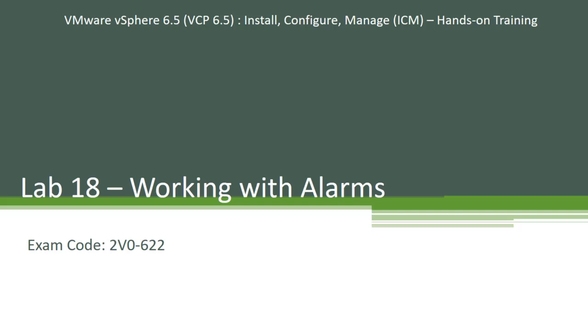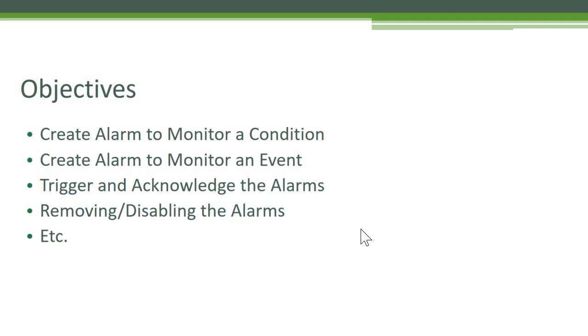This is lab number 18 in our series. In this lab, we'll go ahead and work with the alarms. So far, if you have noticed, when you do some actions, sometimes you do see some alarms being generated. Now we'll configure our own custom alarm. We'll see how we can create some alarms, and we'll disable those alarms. And we can also take some actions based on those alarms. So this is the high-level agenda or objective we plan to cover in this lab.